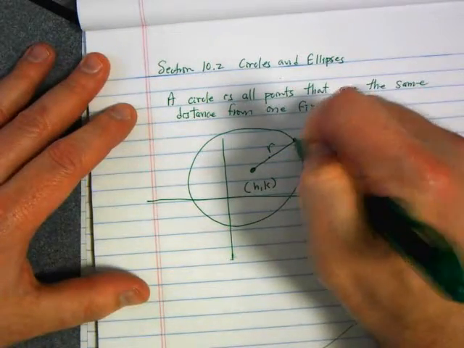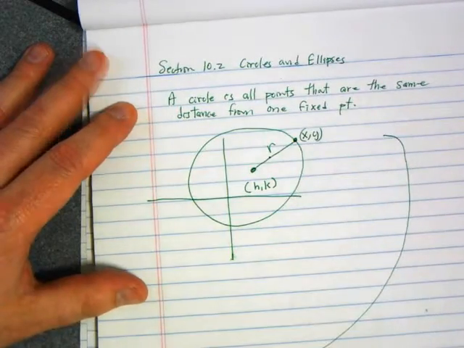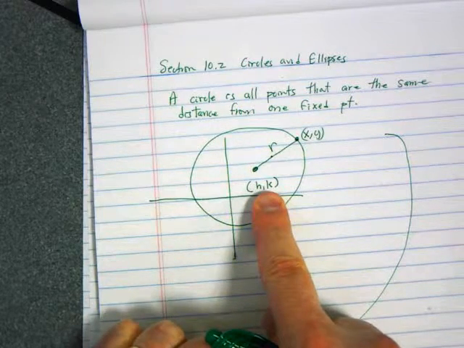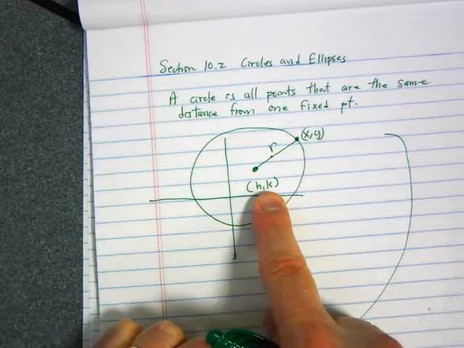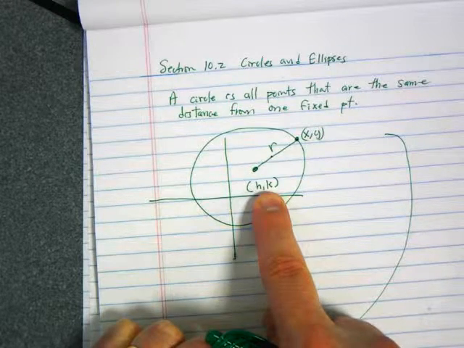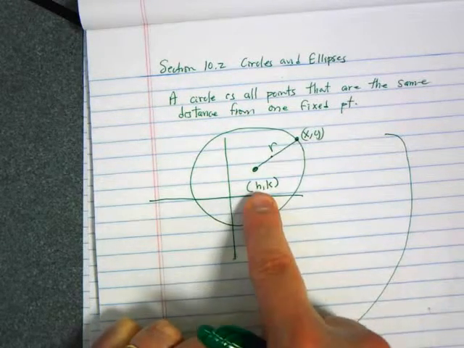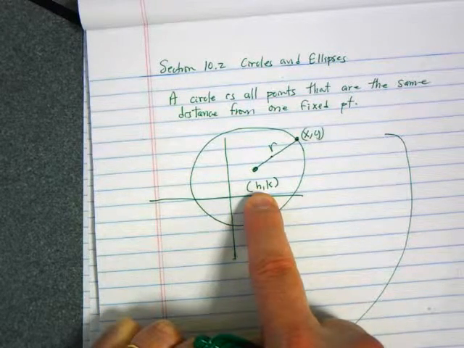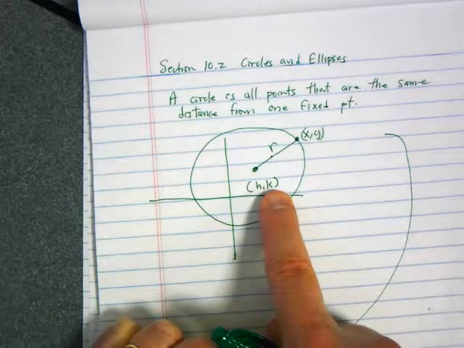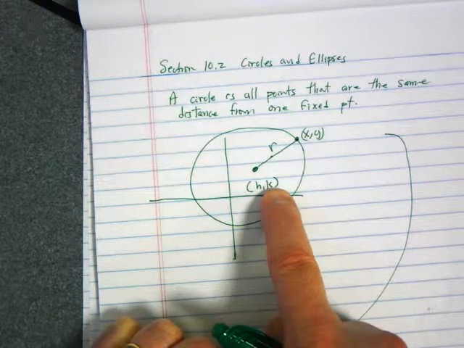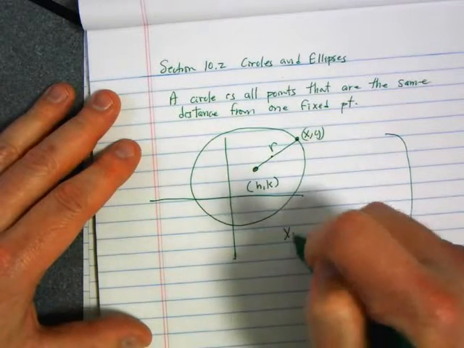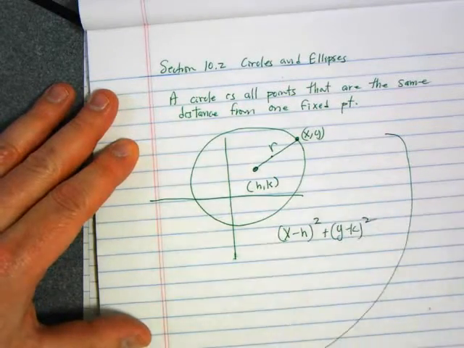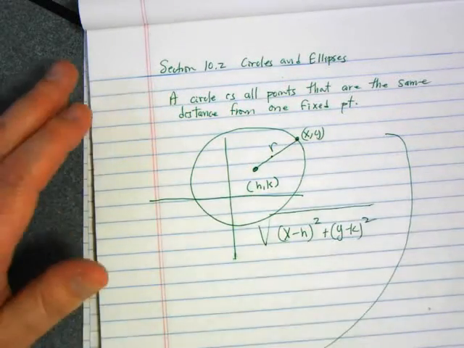Well, if this is a point, x comma y, how do I find the distance from x comma y to h comma k? I use the distance formula. And what's the distance formula say? You subtract the x's and you square them. You subtract the y's and you square them. And then you add them together. So I'm going to have x minus h squared plus y minus k squared. And then typically we take the square root of the whole thing.